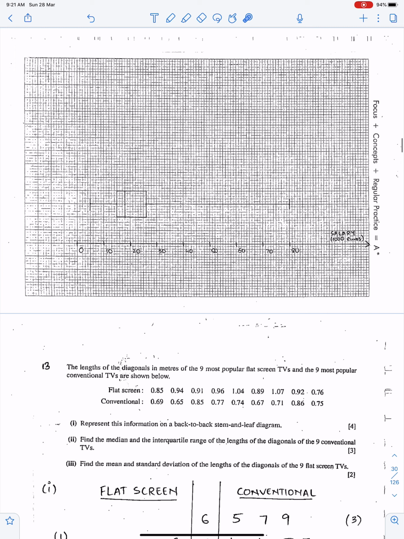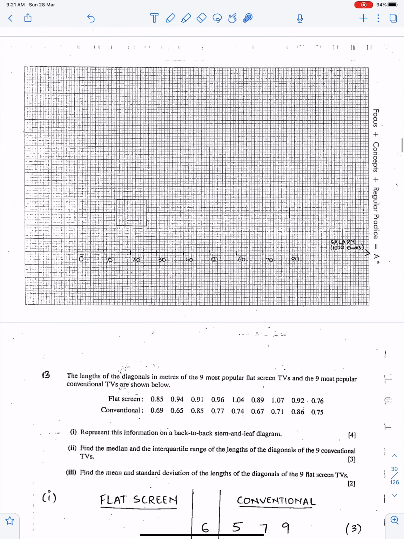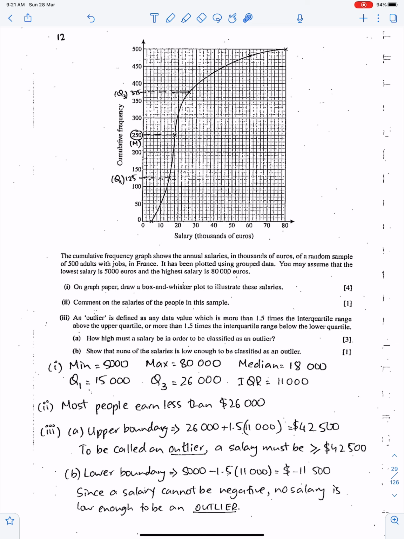This is the box plot, and this box shows positively skewed distribution. Salary in 1,000 euros. This is positively skewed because median is close to Q1 and we have long stretched tails towards the higher values. This means most people earn less than 26,000. This is Q3, 26,000. So the bulk of the distribution is here. So most people earn less than 26,000, or very few people earn higher salaries. You can say it in this way as well.